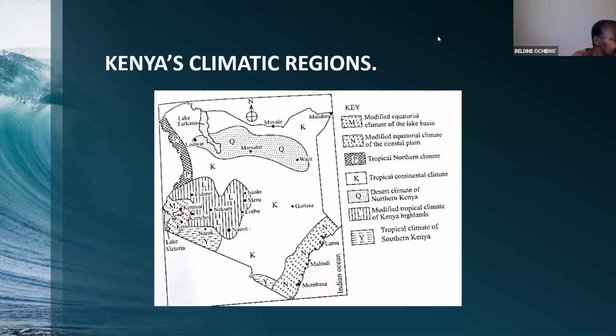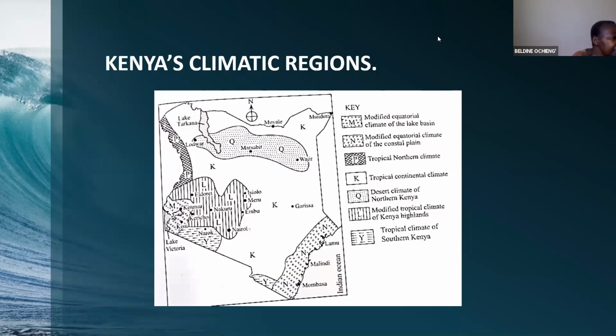Then Q, desert climate of northern Kenya, towards the north, where we have Marsabit, Wajir. L, modified tropical climate of Kenya highlands. L, take your eyes there.